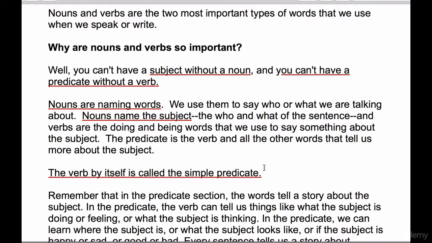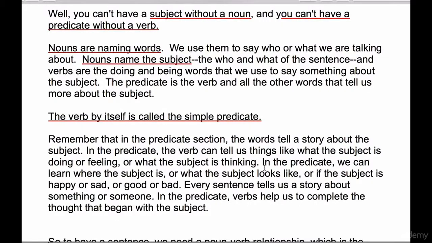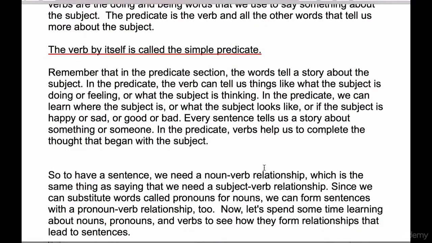I want to be careful not to introduce too many new ideas to you, so we'll just go over some things that we're mentioning now, okay? Now, remember that in the predicate section, the words tell a story about the subject. In the predicate, the verb can tell us things like what the subject is doing or feeling, or what the subject is actually thinking. In the predicate, we can learn where the subject is, or what the subject looks like, or if the subject is happy, or sad, or good, or bad.